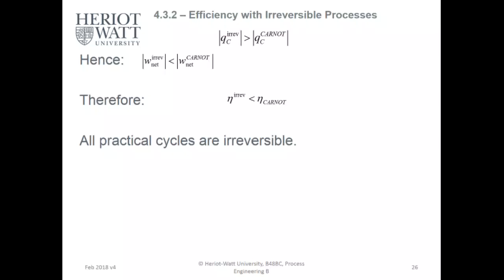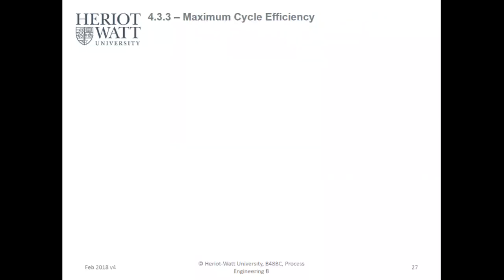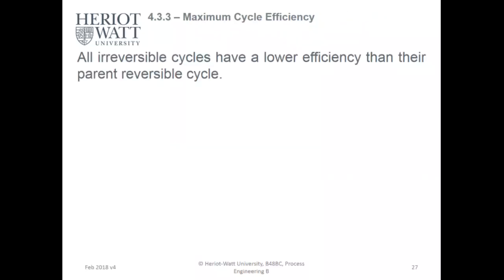And all practical cycles are irreversible. So all real life cycles are irreversible, while the Carnot cycle itself is reversible. So you're always losing energy. It's not a perpetual machine. Factor in reservoir temperature limitation, so 800 K and 300 K, plus irreversibility, and this leads to an achievable efficiency of around 40 to 50%. And quite advanced systems like CCGT have efficiencies of about 60%. So these are combined systems. All irreversible cycles have a lower efficiency than their parent reversible cycles.